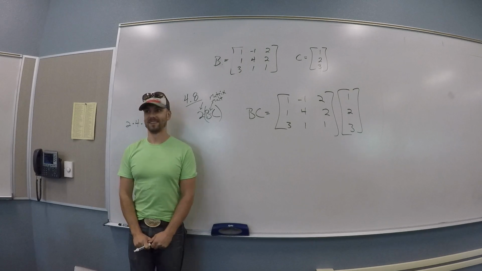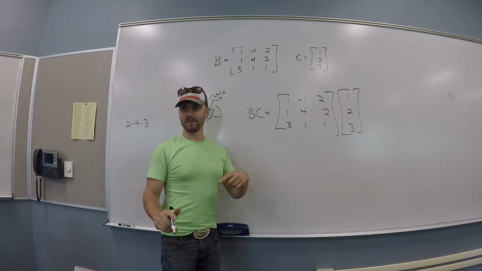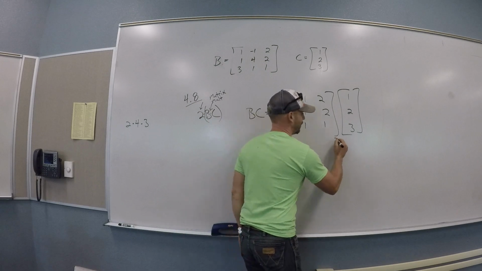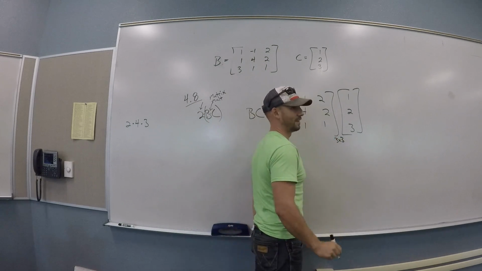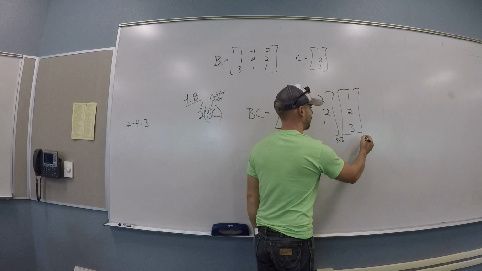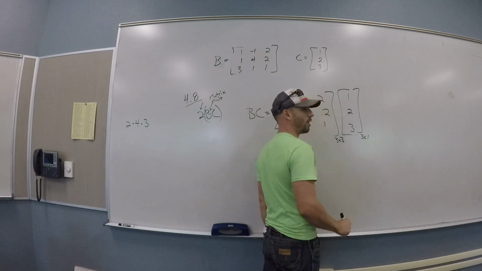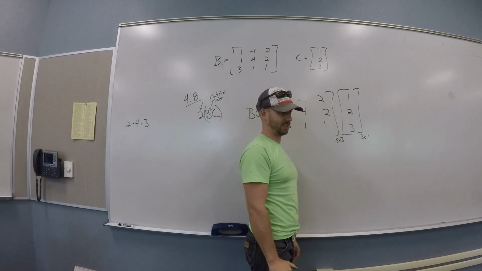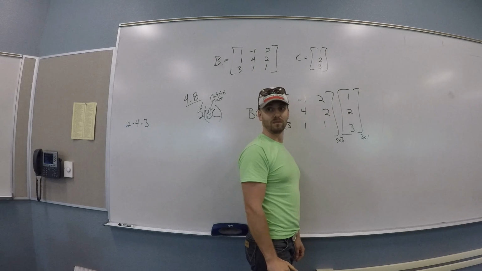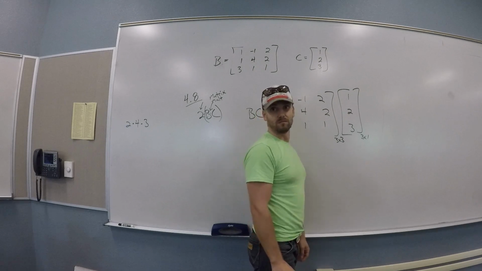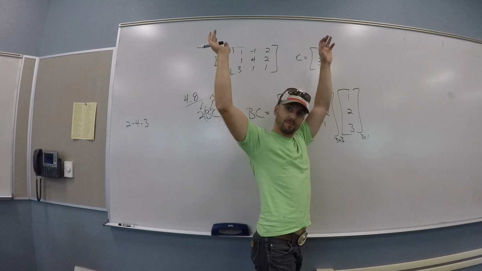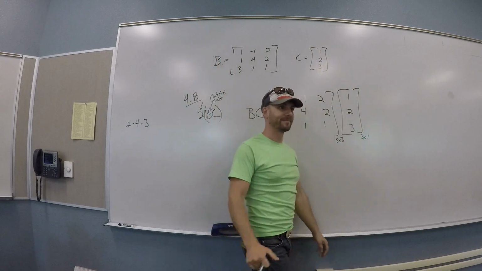How big are they? B is 3 by 3, and C is 3 by 1. If it was 1 by 3, I couldn't do this. So what do you do if you can't do it? Just don't do it. Can't do this.